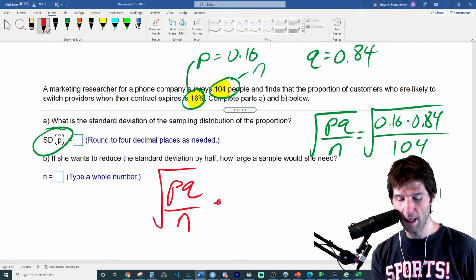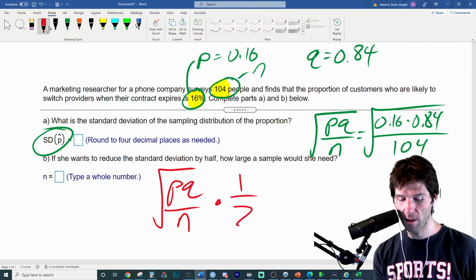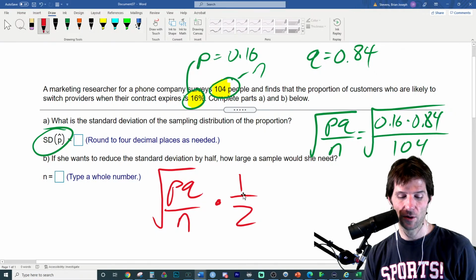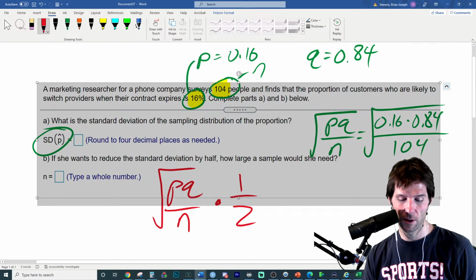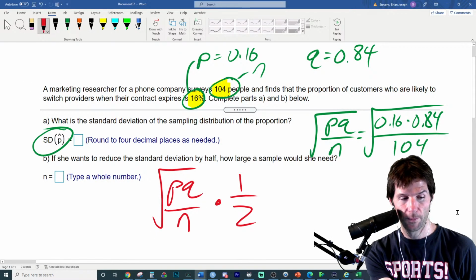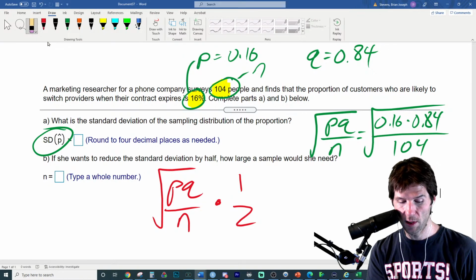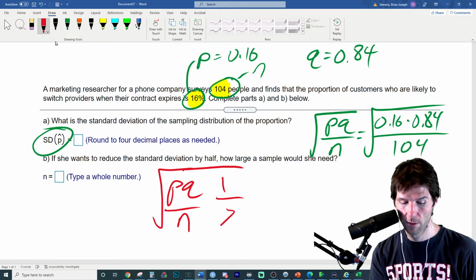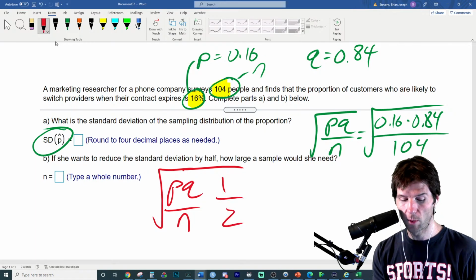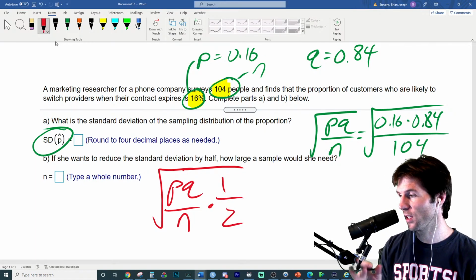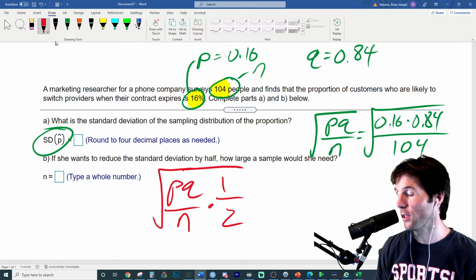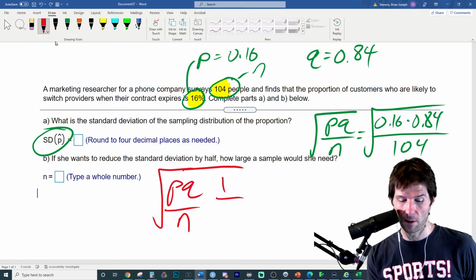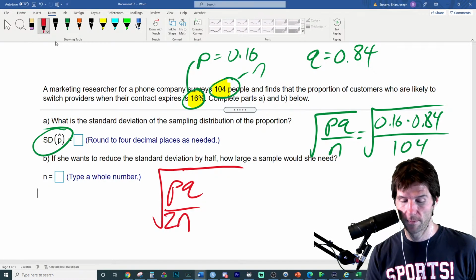But I'm saying I want to get half of this. I want this value to be half of what it was. Does that make sense? Can you multiply these two numbers together right now, yes or no? Can I just put this 1/2 inside the radical and multiply these two numbers to take a half? So I need to take twice the sample size, because that would mathematically solve to this right here.